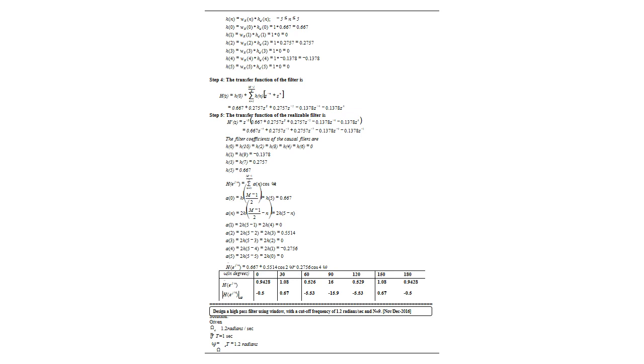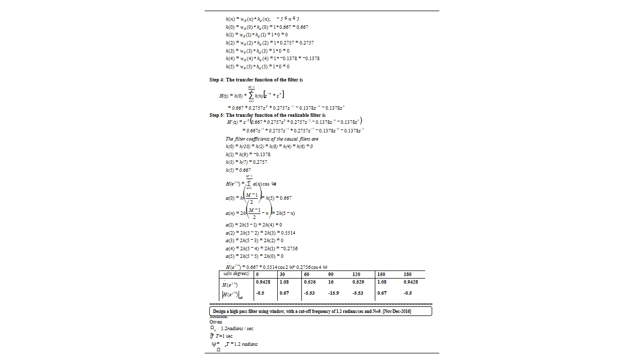Then H of e power j omega is equal to summation n equal to 0 to (M minus 1) by 2 of a of n cos omega n. So a of 0 is equal to h of (M minus 1) by 2, and we will get the answers. Next is a of 1, a of 2, a of 3, a of 4, a of 5. Then there is H of e power j omega and modulus of H of e power j omega in decibel value. We will get the answers.